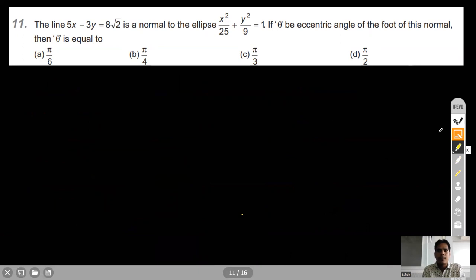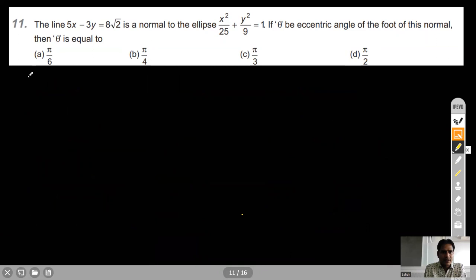Okay, so the line 5x minus 3y is equal to 8 root 2 is a normal to the ellipse. So one ellipse is given here, one equation of line is given here, and it is saying this line is normal to this ellipse. If theta be the eccentric angle of the foot of this normal, then theta is equal to?